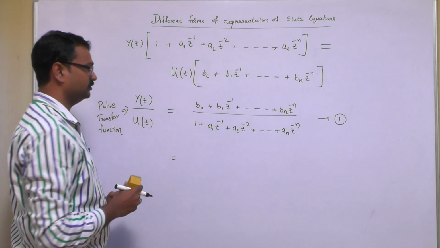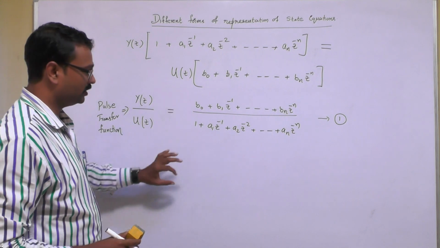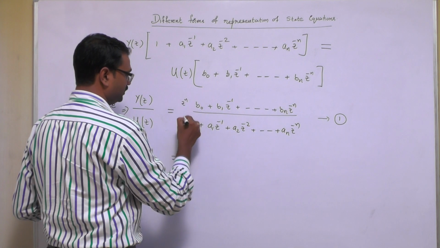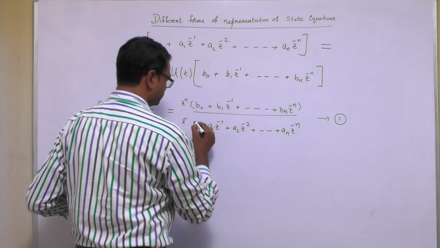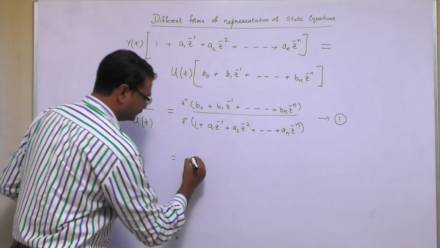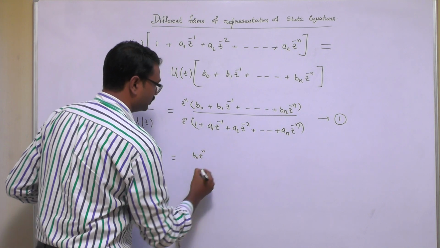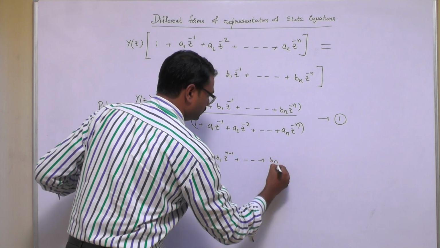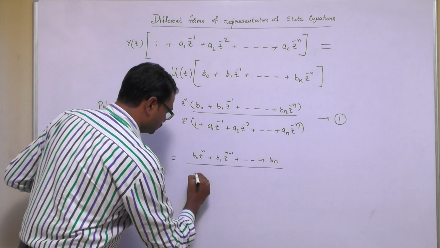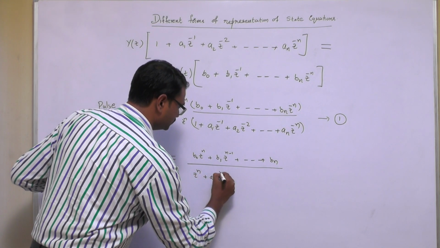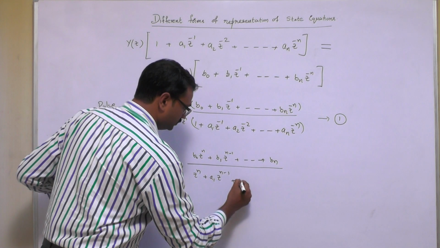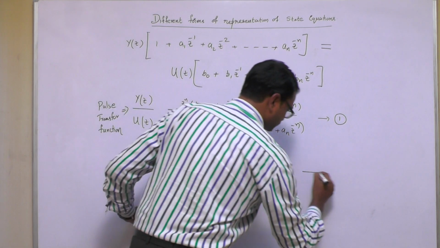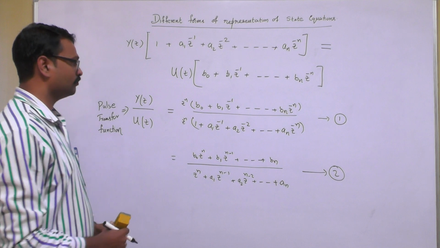This can also be represented, we have all the negative powers of z. Now if you convert it into positive powers of z, that is, if you multiply and divide with z power n, you have b naught z power n plus b1 z power n minus 1 plus so on bn, divided by z power n plus a1 z power n minus 1 plus a2 z power n minus 2 plus so on an. So you can consider this to be equation 2.